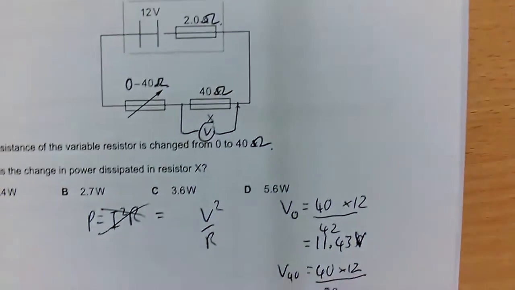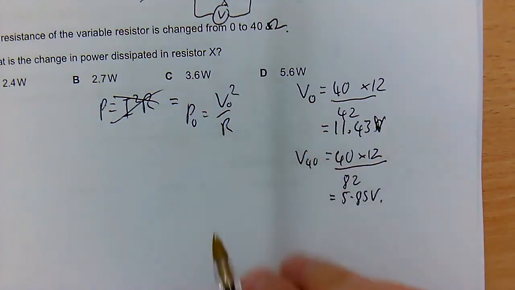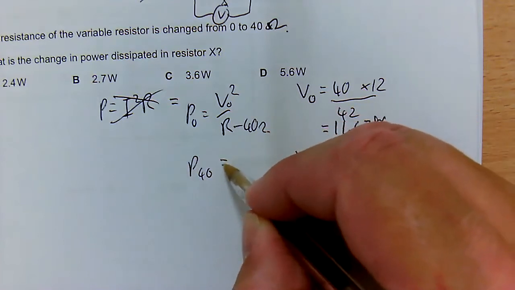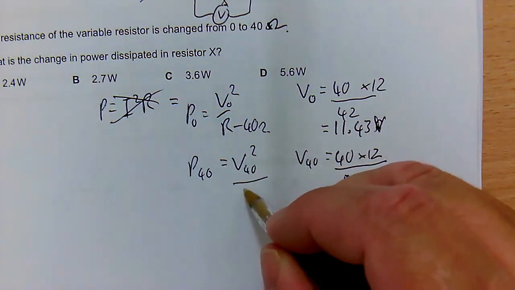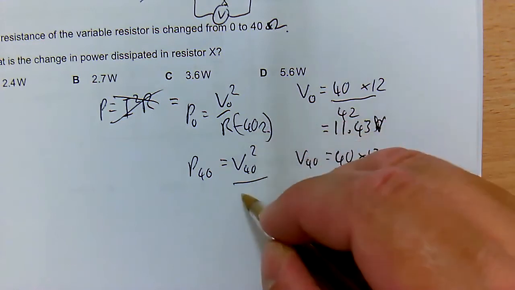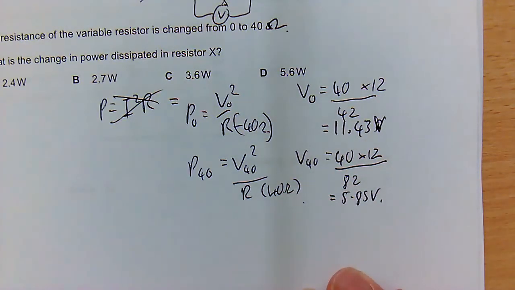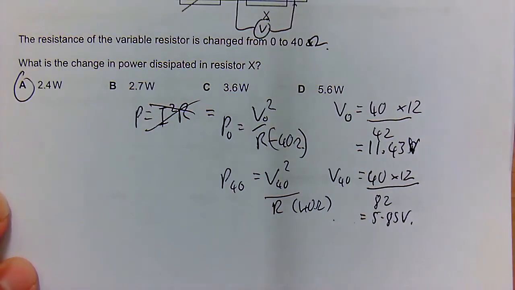Okay. Once you know the potential difference across each one, you can work out the power at 0 using that one, because you know that is simply 40 ohms. You can work out the power at 40, because that's simply that one, divided by 40 ohms. Okay, and then it's the difference between the two. So that's pretty simple, and it comes out to be 2.4 watts. Okay, you can do the calculation yourself for the second half of the lesson.